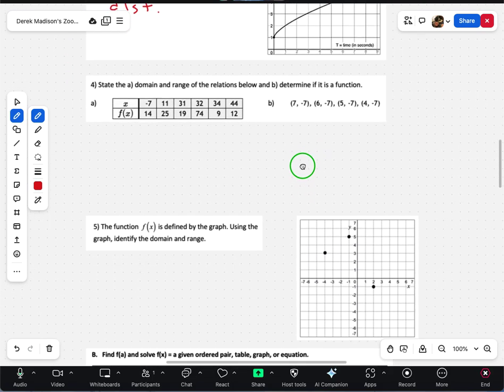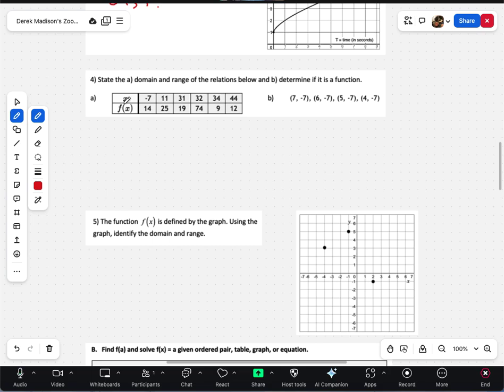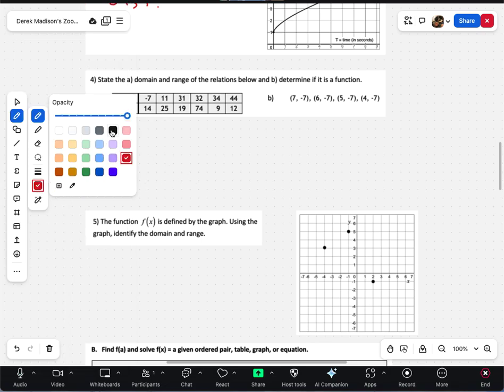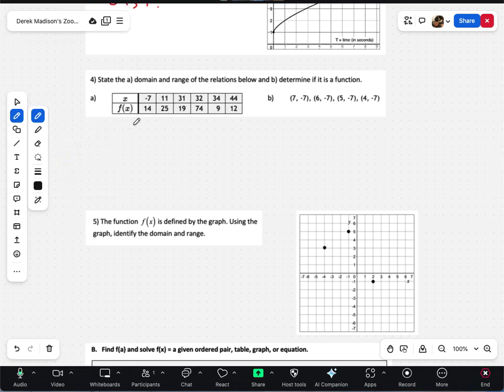Next we have state the domain and range of the relations below and determine if it's a function. Okay, so remember, domain is associated with the x values or the input or the independent variable, all the same in this case, and then the range is associated with the output, the y values.